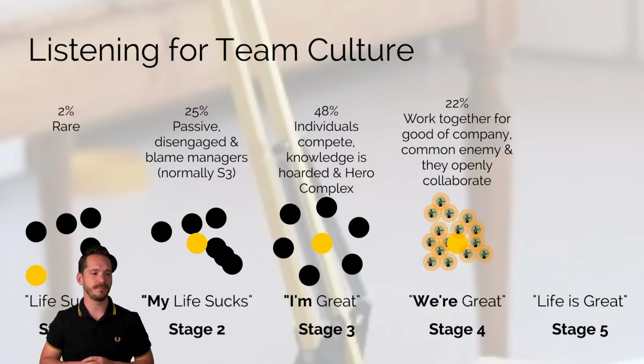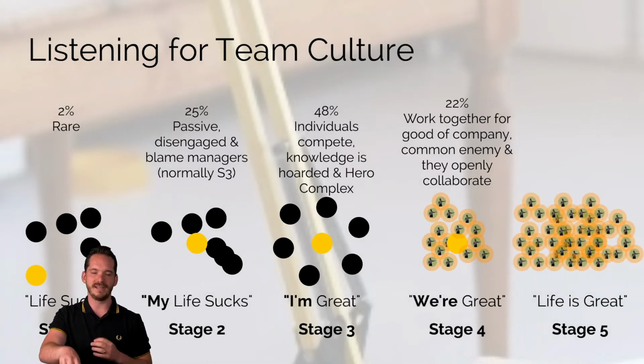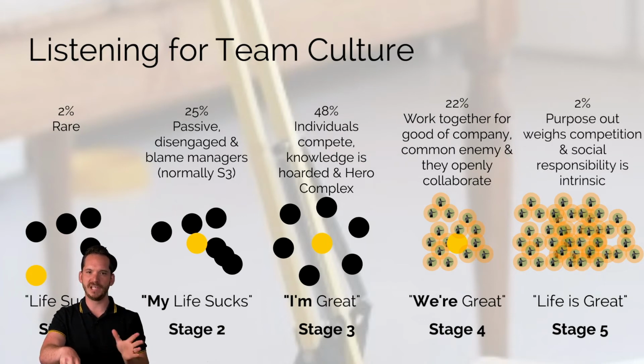Stage 5, life's great. Life's fantastic. They're very rare, but it's a living organism. So very similar to teal. It's 2% of the population again. They're purpose-driven. It outweighs their money. It's about social responsibility. It's all intrinsic motivation. It's fantastic. I'm yet to find a team that's a stage 5. But apparently they're out there somewhere.